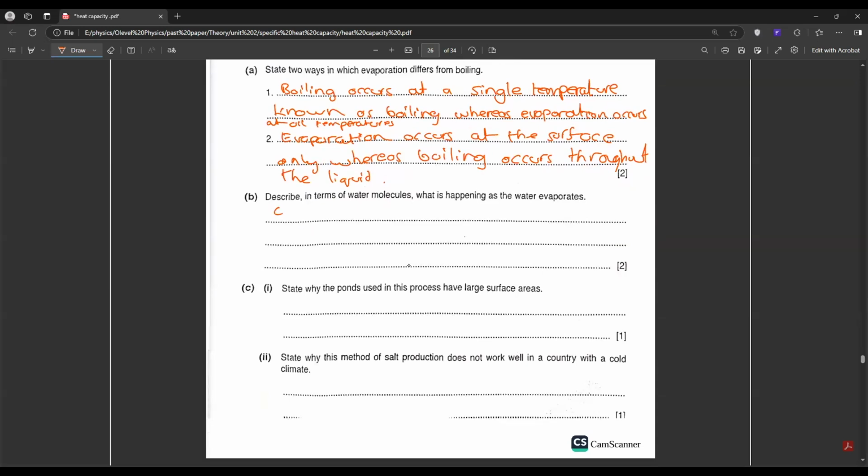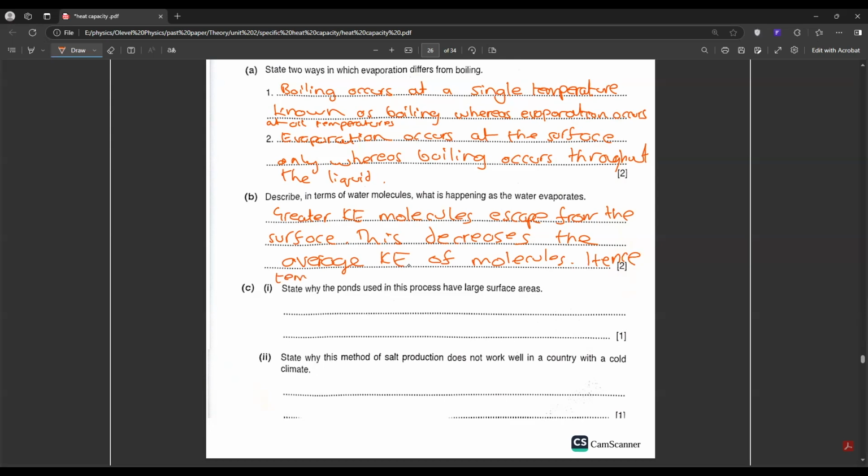Okay, greater kinetic energy molecules escape from the surface. This decreases the average kinetic energy of the molecules. Simple. Hence, temperature decreases. Simple as that, nothing complicated.